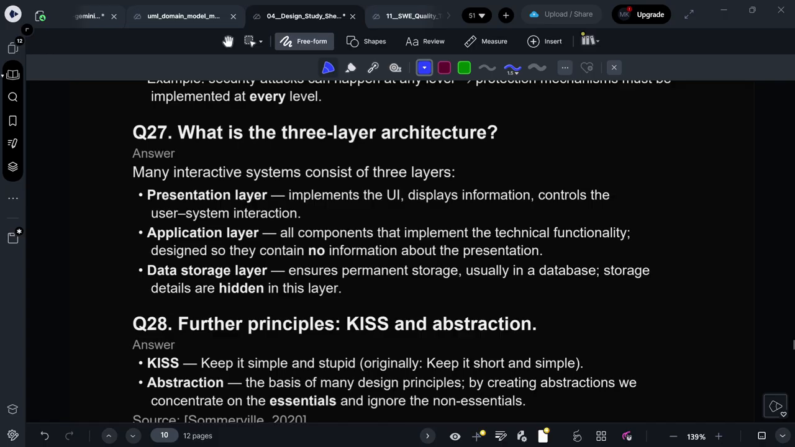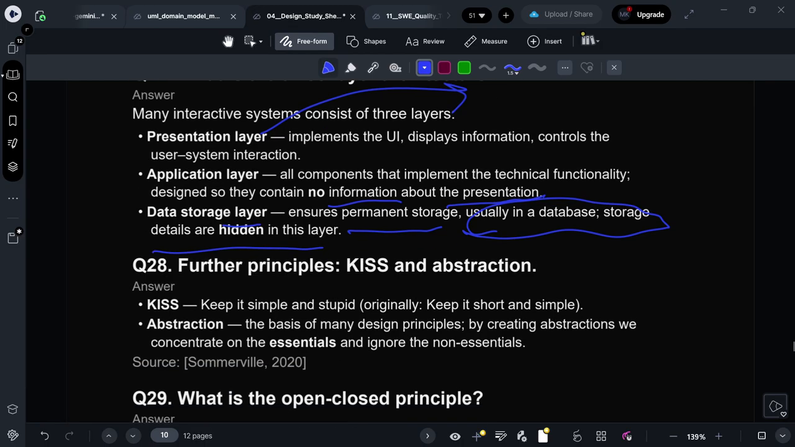Then we have what is the 3-layer architecture. Many interactive systems consist of 3 layers: presentation layer, application layer, data storage layer. The presentation layer is the implementation of UI, displays information, and controls the user system interaction. Then we have the application layer, all components that implement the technical functionality, designed so they contain no information about the presentation. Then we have the data storage layer. It ensures permanent storage, usually in a database. Storage details are hidden in this layer, so we don't really know the storage details in this one.